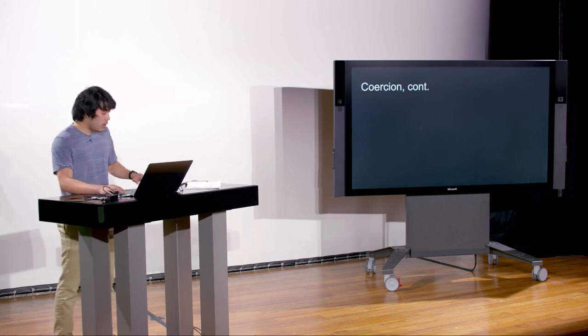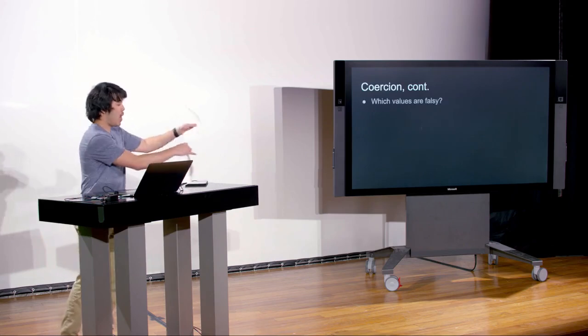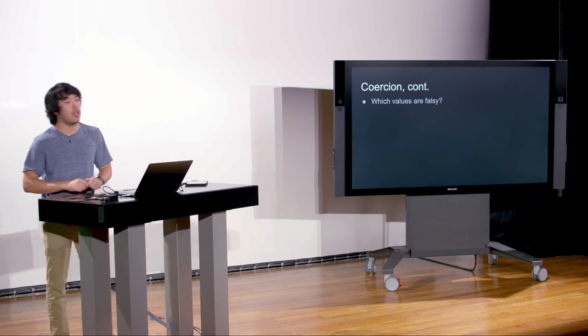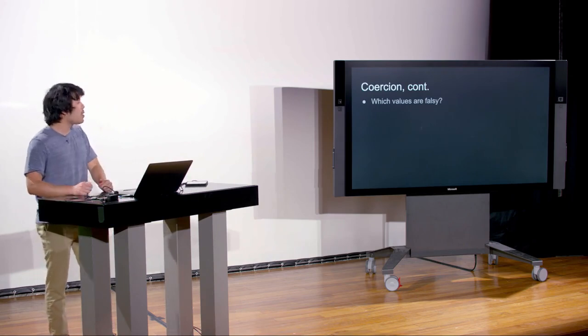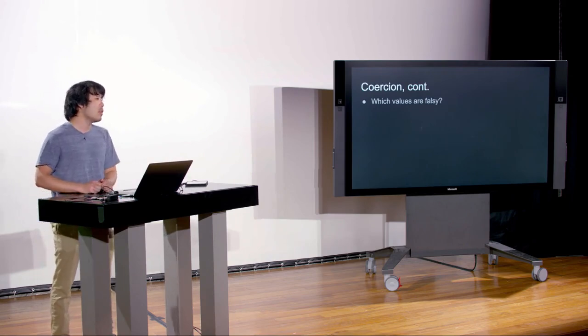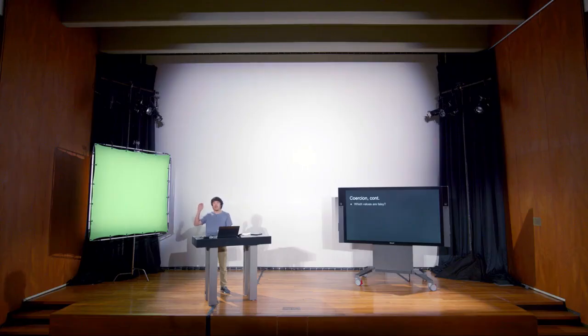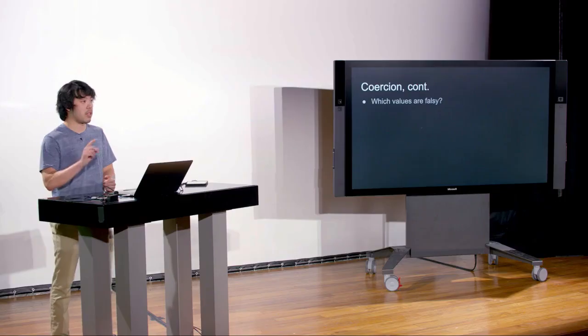Cool, so moving on with coercion. We talked about coercing things into other types, but how about if we're getting to bools? JavaScript has these things called falsy values. Who can name a falsy value? A falsy value is any value that, if cast to a bool, becomes false. Two? Two is actually truthy. Every number except for one number is truthy. Well, two numbers, actually.